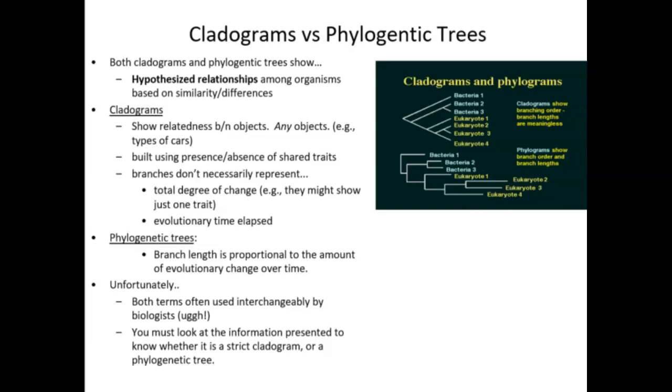Cladograms are built using the presence or absence of shared traits. The branching pattern in cladograms does not necessarily represent the total degree of change as species are evolving. They might just show one trait, for example. Nor do cladograms necessarily represent how much evolutionary time has elapsed. Phylogenetic trees, on the other hand, always show the amount of evolutionary change relative to the amount of time that has gone by. Unfortunately, both terms are used interchangeably by biologists, and that makes it very confusing. You have to look at the information presented to know whether it is a strict cladogram or a phylogenetic tree.